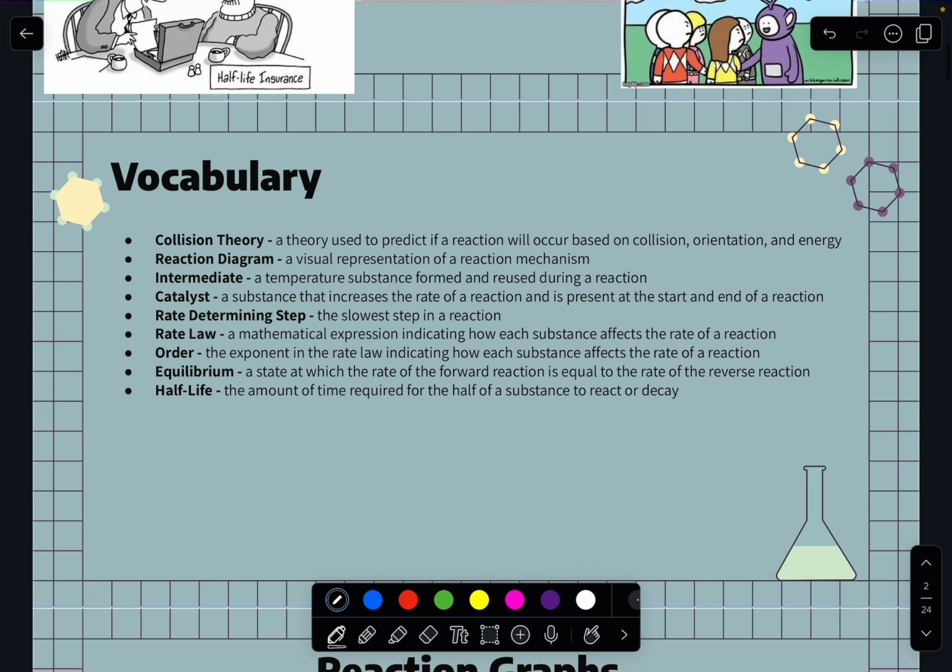All right, so for kinetics, our vocabulary, we'll talk about collision theory. We'll talk about some reaction diagrams with intermediates and catalysts. We'll talk about rate determining steps with the rate law and orders. And then we'll talk about some equilibrium and some half-life.